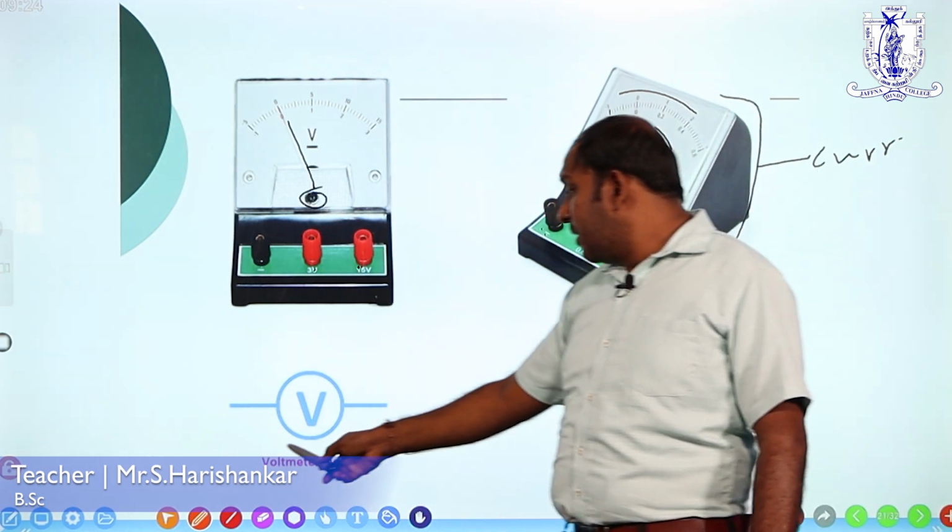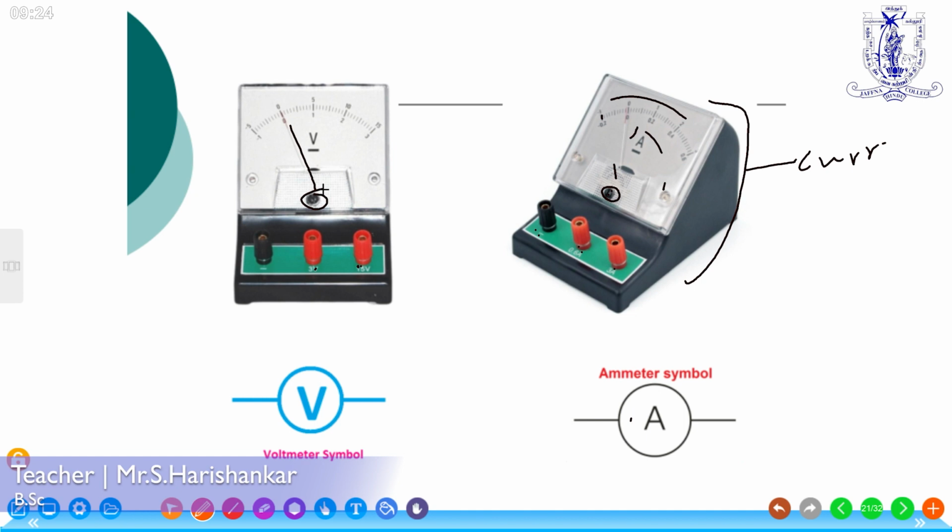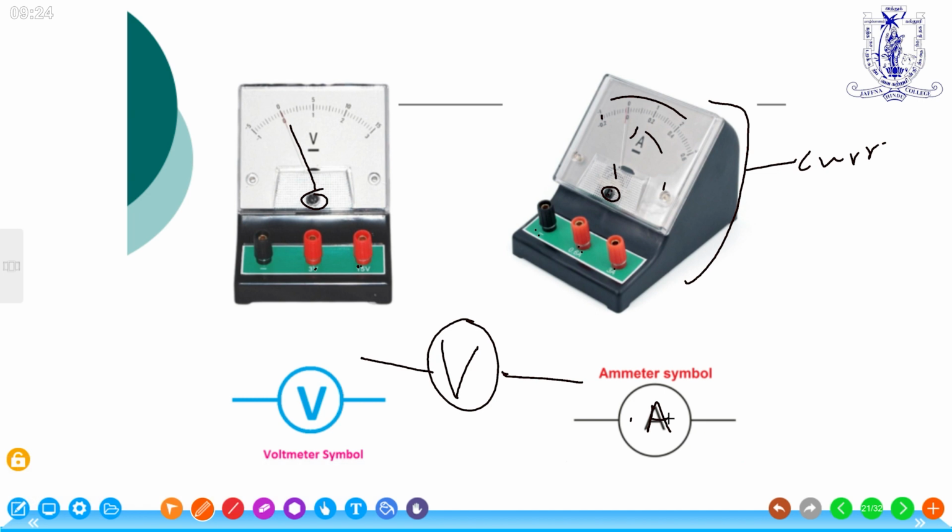Then the voltmeter. Its symbol is V in a circle, and this is a voltmeter. And the ammeter has the symbol A in a circular path. These symbol diagrams of the ammeter and voltmeter are important.